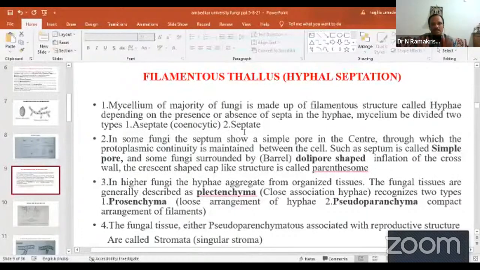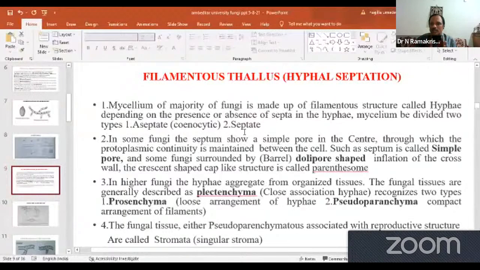Depending on the presence or absence of septa in the hyphae, this mycelium is divided into two sections. One is aseptate mycelium, and the second is septate mycelium. What is the meaning of aseptate? Aseptate means there are no separate branches. Looking at the thallus from here to here, there are no separations in between, so the nucleus moves freely through the entire mycelium. This type of hypha we call coenocytic.